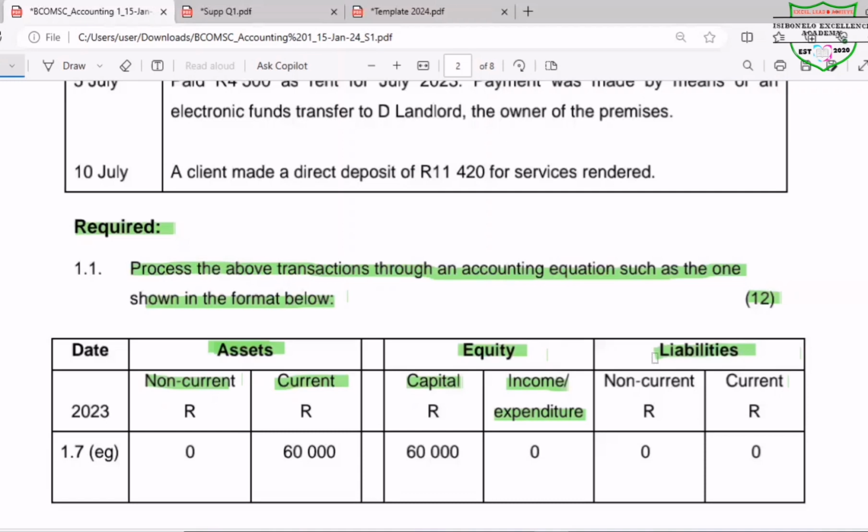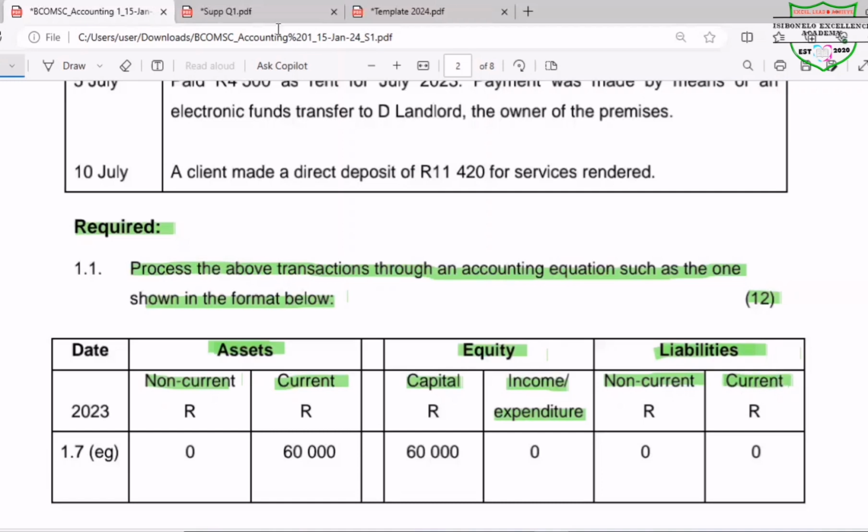The last column is the liabilities column. We are required to indicate whether the liability is non-current or current. Guys, the difference between non-current and current liabilities, we already know that because I explained it during our live lesson, but I will remind you. Non-current liabilities are long-term debts. Current liabilities are short-term debts that are payable within 12 months. So any debt that is payable within 12 months will be disclosed under current liabilities.